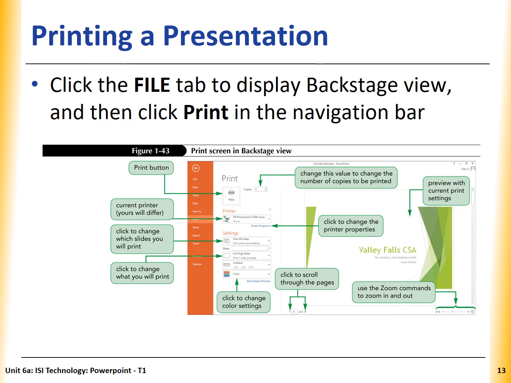The hardest part is printing. I'm joking. It's the simplest one. We already spoke about this in Microsoft Word before. If we want to print anything, we go to the File tab to display Backstage view and then click Print in the navigation bar, and that's it.